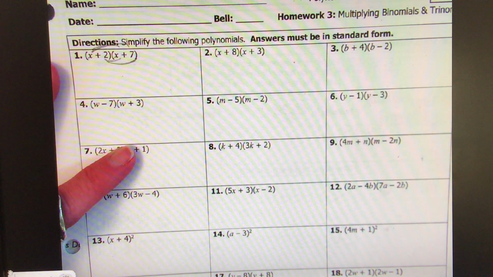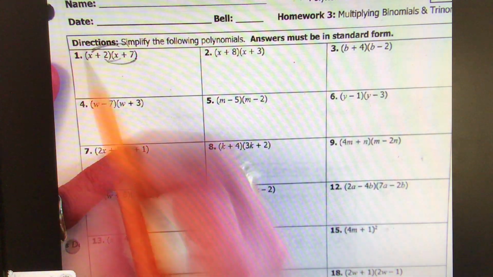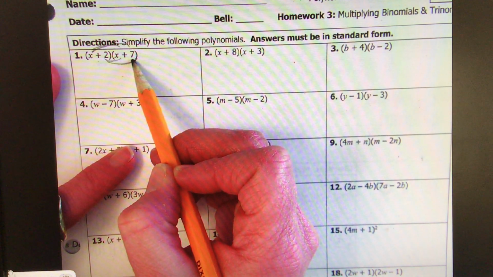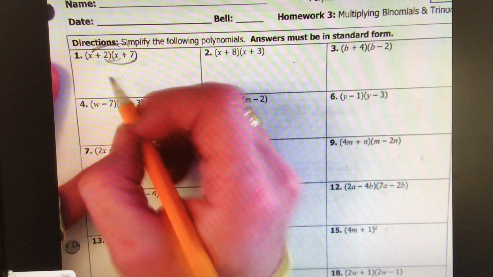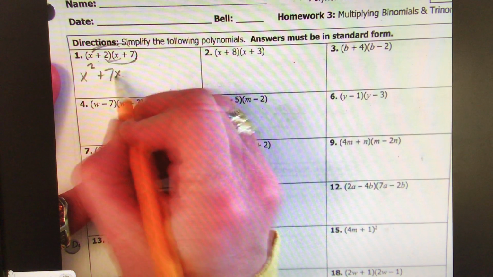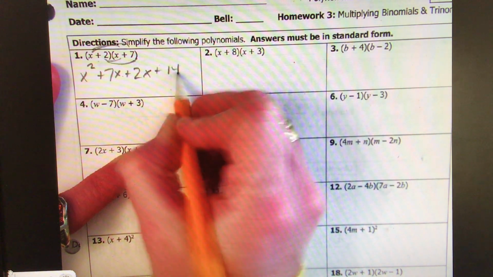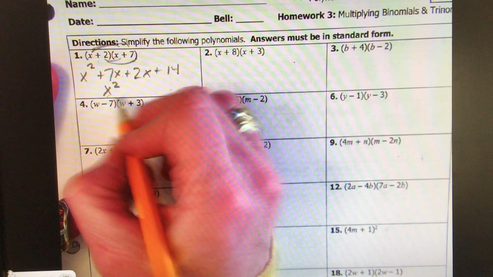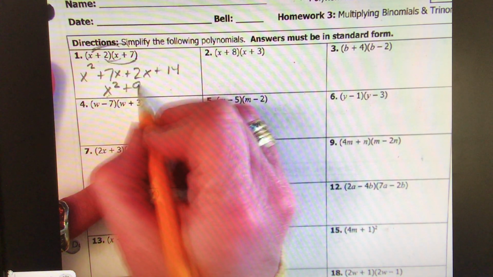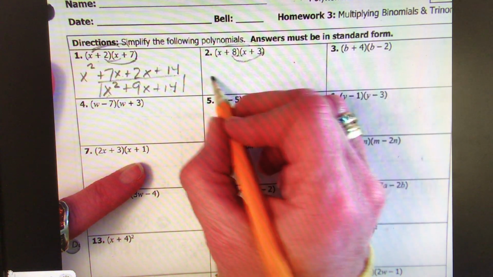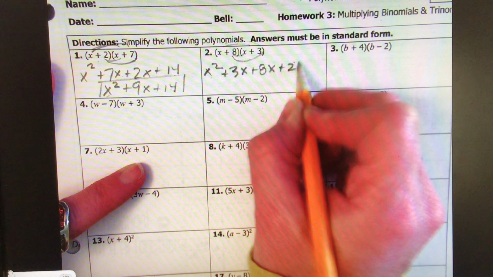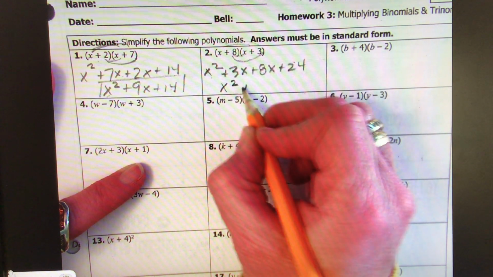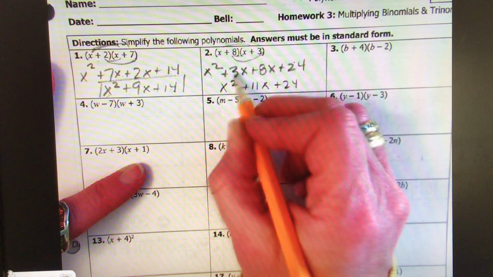And make sure that you don't forget that if you have a binomial times a binomial, you should think that once I multiply them out, I'm going to have 4 terms to then simplify. So I'm going to have x squared plus 7x plus 2x plus 14. I'm going to combine. I have my leading exponent, which is a quadratic, plus 9x, combining those, plus 14. Put it in a box. Number 2, I have x squared, I have 3x, I have 8x, I have 24. And now I'm going to combine my terms, 11x plus 24, because 8 plus 3 is 11.